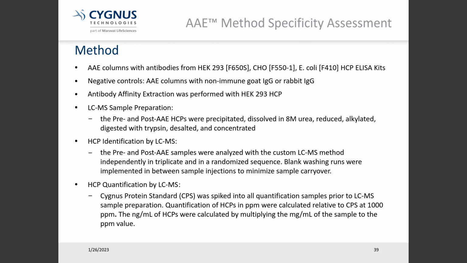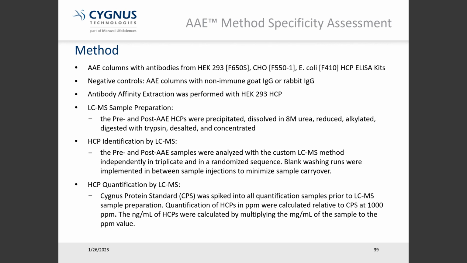So the first and main question that we ever received regarding our antibody affinity extraction is, we said we're doing it because we really don't like the sensitivity or specificity of a 2D Western blot. And we needed to demonstrate that the host cell proteins that we're removing from the sample with our AAE column is specifically removing those host cell proteins and not just nonspecific interactions on the column.